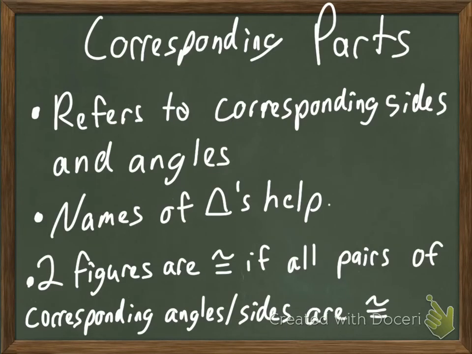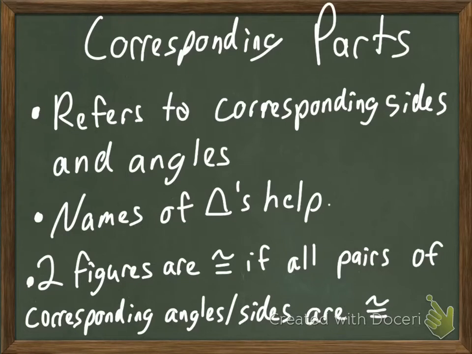So you're going to hear me talk a lot about corresponding parts. When I say the corresponding parts of a triangle, I'm talking about the corresponding sides and the corresponding angles. So if you have two triangles, this side of one triangle is going to be corresponding to another side. This angle is going to correspond to that other angle on the other triangle. And the names of the triangles are going to help us here. You've got to really pay attention to the way that they're named when you're talking about congruence.